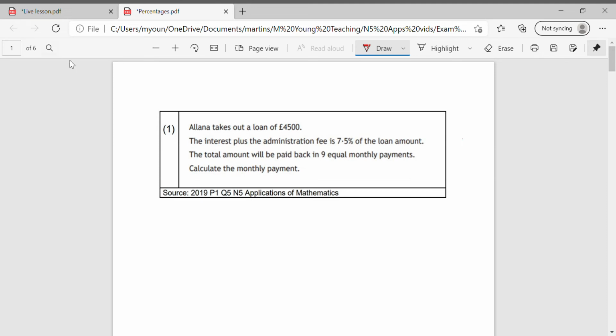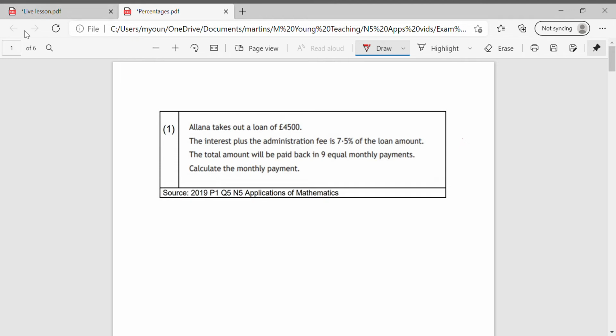So today we're going to take a look at the percentages topic and the past paper questions on percentages. Remember, you can find a selection of worksheets by topic on the National 5 Maths Applications website. It's a really good place to go if you're looking for some topic specific exam questions.